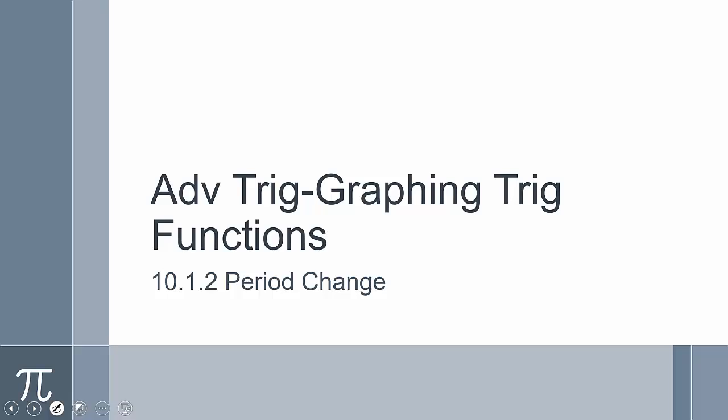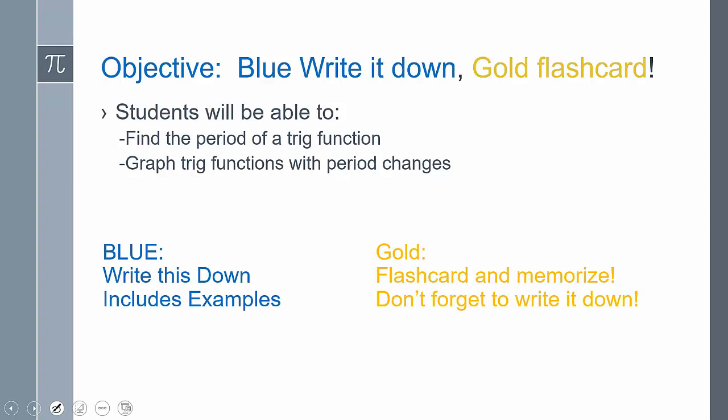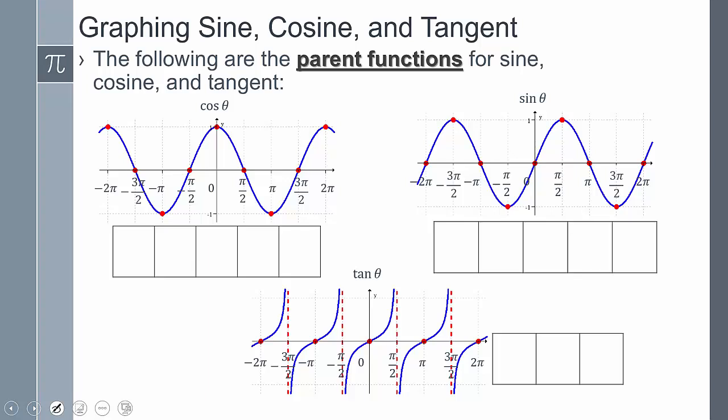This is section 10.1.2. We're going to take a look at period change. So we're going to find the period of a trig function and graph trig functions with that period change. If you remember with our parent functions, for sine and cosine, the important values are going to be those, so those are the same. And then for tangent, it's 0, pi halves, and pi.